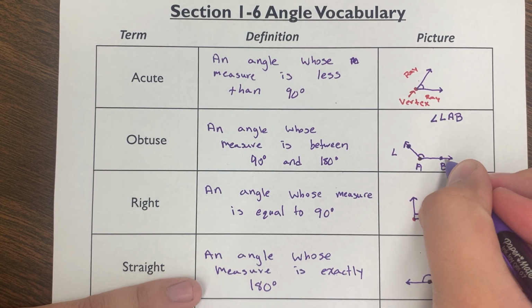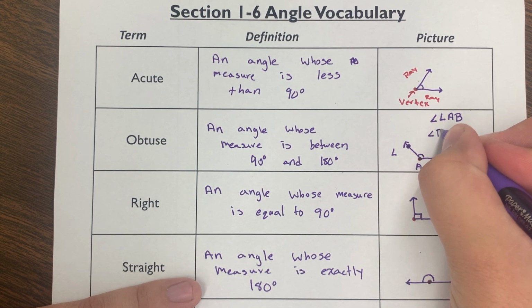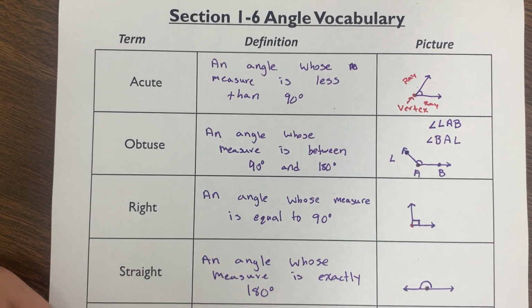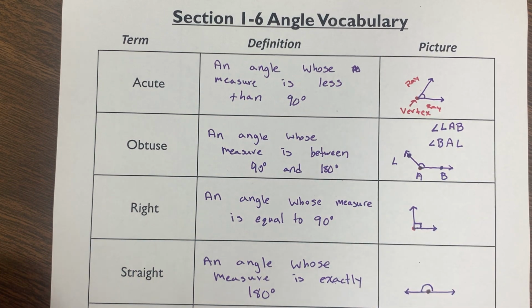I could also go backwards. I can go B, A, L. So I could call this angle B, A, L. Notice again, the A is still in the middle because that's the vertex. B and L can go wherever they want, but A has to stay in the middle of that.